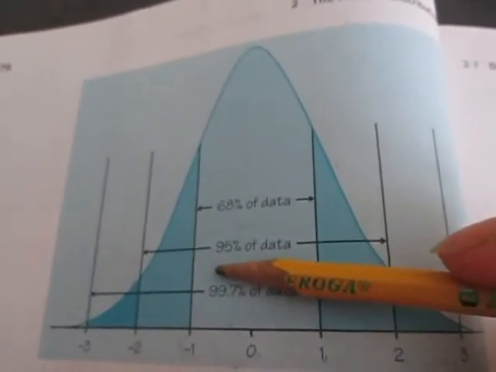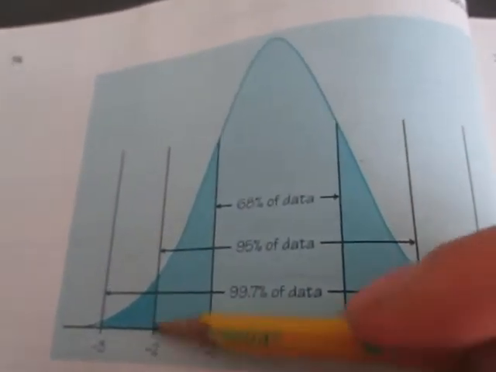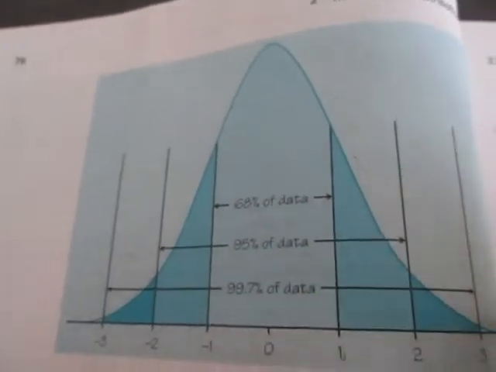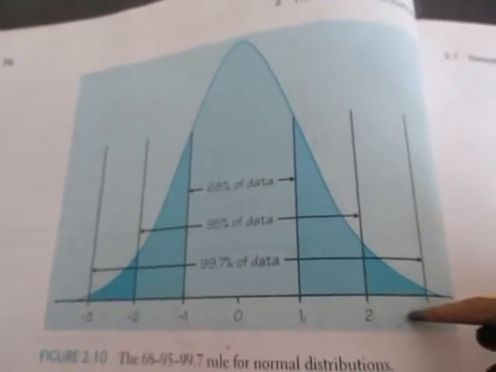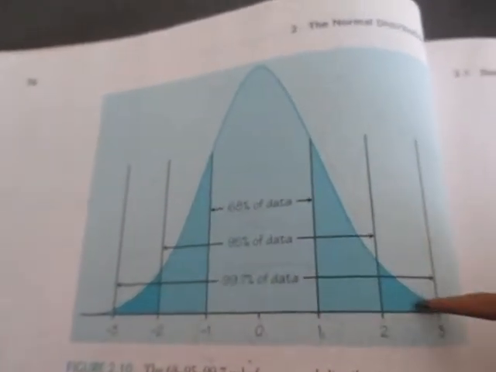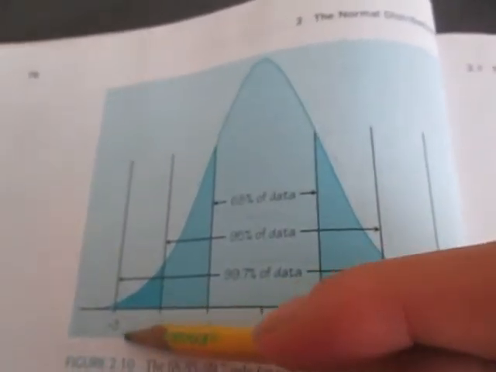If you're within 95%, you're 2 standard deviations away, which means it also includes the above average and below average people of the population. If you're 3 standard deviations away, it means it includes the extremely above average people and the extremely below average people. So let's say Albert Einstein and Forrest Gump.